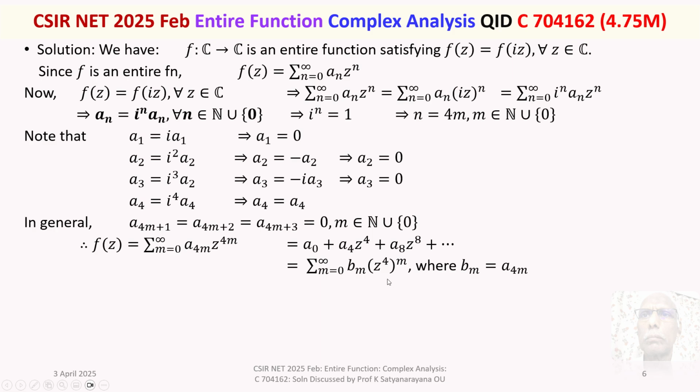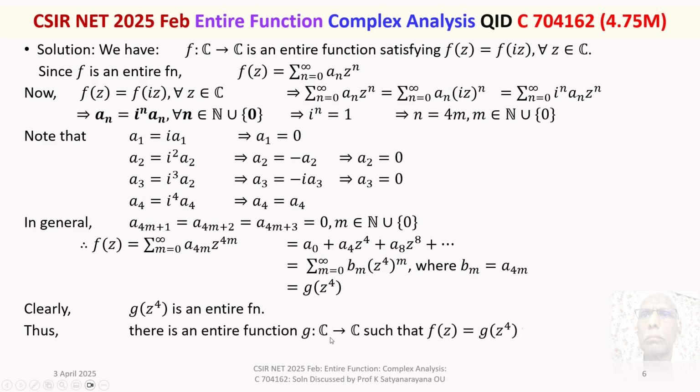Right. So that means this is again a power series expansion. So this is equal to some function g of z to the power of 4. So clearly g of z to the power of 4 is a power series expansion. Therefore it is analytic everywhere, therefore it is an entire function. Thus there is an entire function g from C to C such that f of z is equal to g of z to the power of 4 for all z belongs to C.